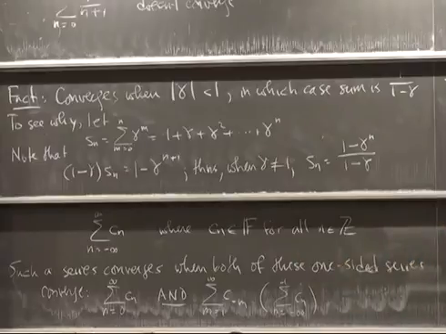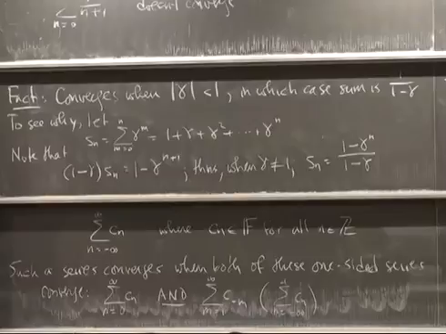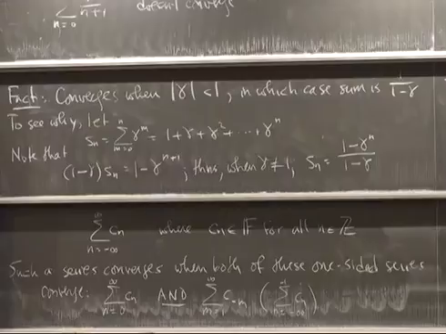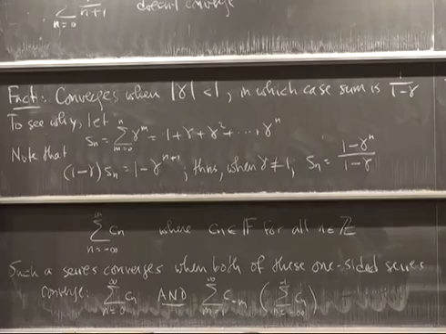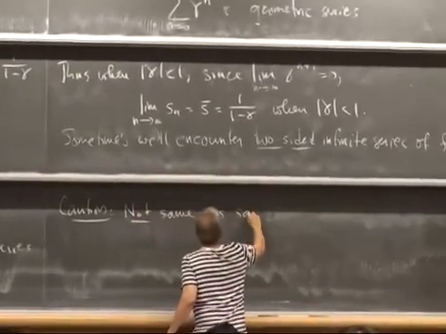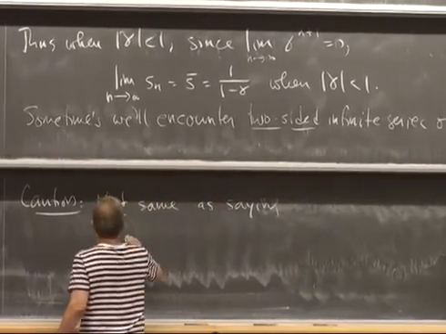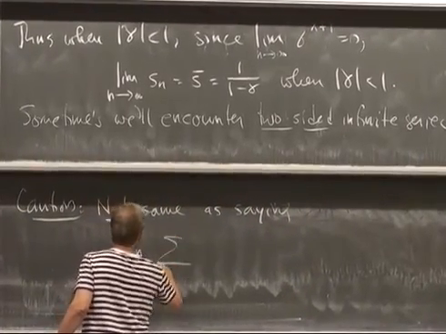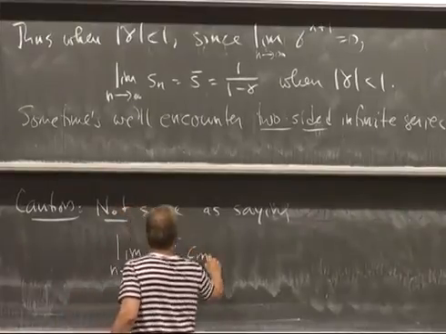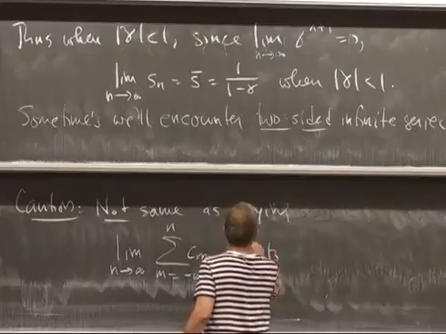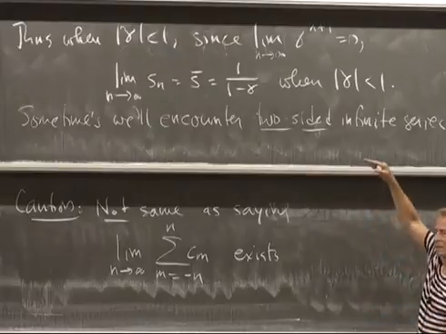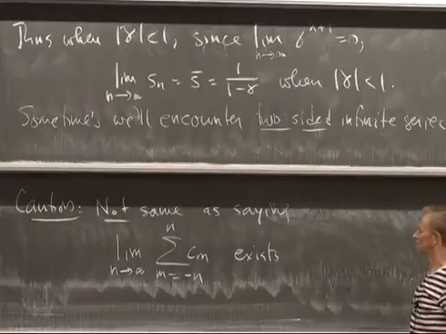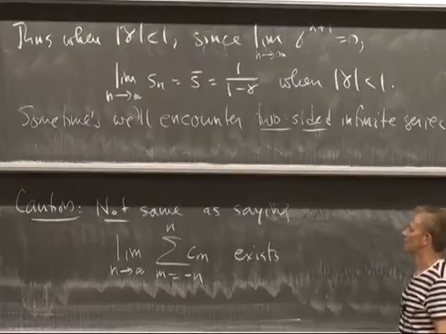It's not the same as saying, so caution, this is not the same as saying that the limit as n goes to infinity of the sum from m equals minus n to positive n of c sub m exists. So you can't sort of let both sides of the series go out to infinity and say if that sequence of numbers converges, then the two-sided infinite series converges, because that allows for perverse things to happen.